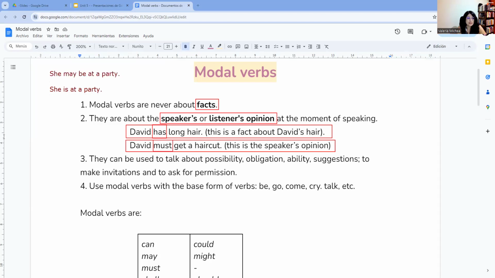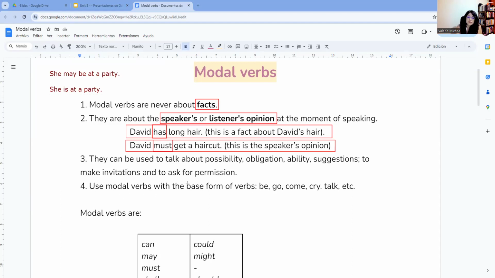What else can we say about modal verbs? We can say that they can be used to talk about possibility, again, obligation, ability, suggestions, to make invitations, to ask for permission, to make predictions, etc. So we have many uses of the modal verbs depending on the context that we are using.